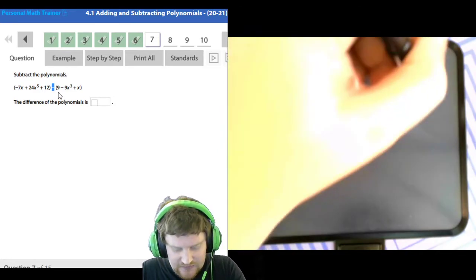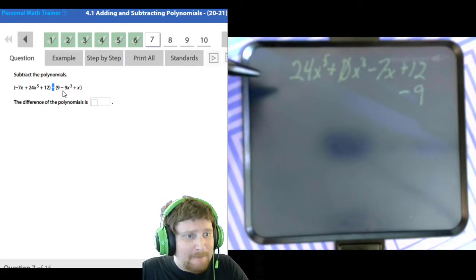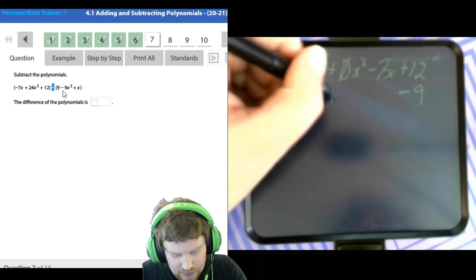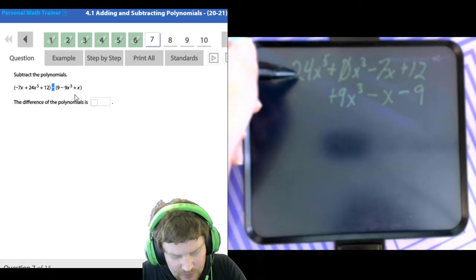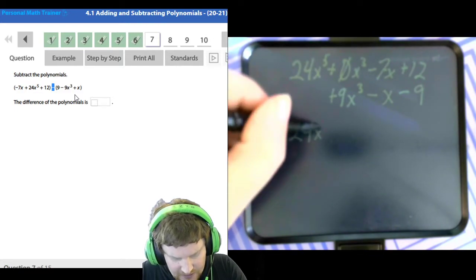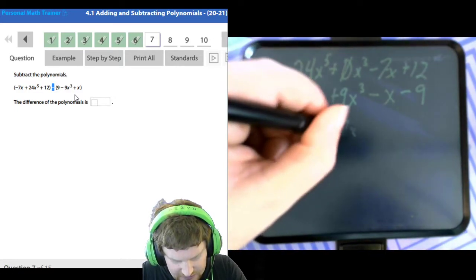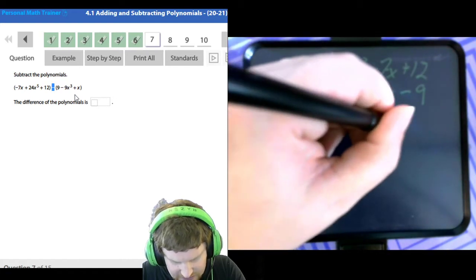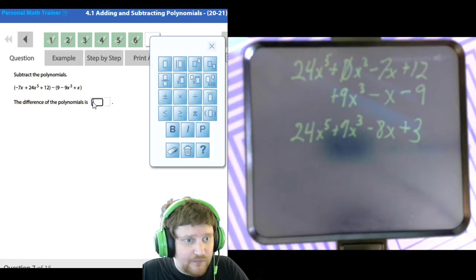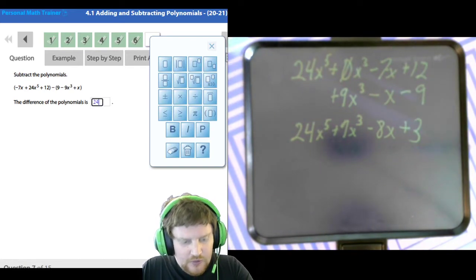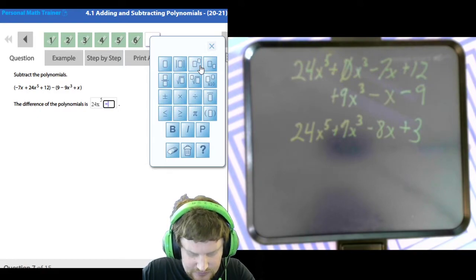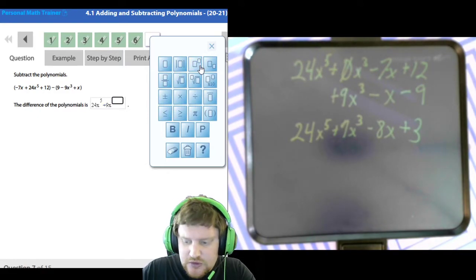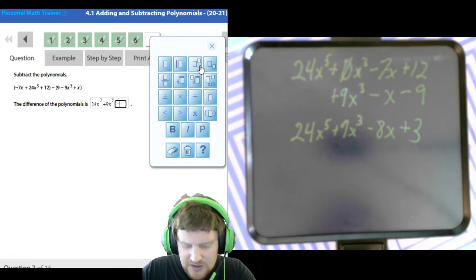So I have a negative 9, positive 9x cubed, minus x. So that's 24x to the 5th plus 9x cubed minus 8x plus 3. 24x to the 5th plus 9x cubed minus 8x plus 3.